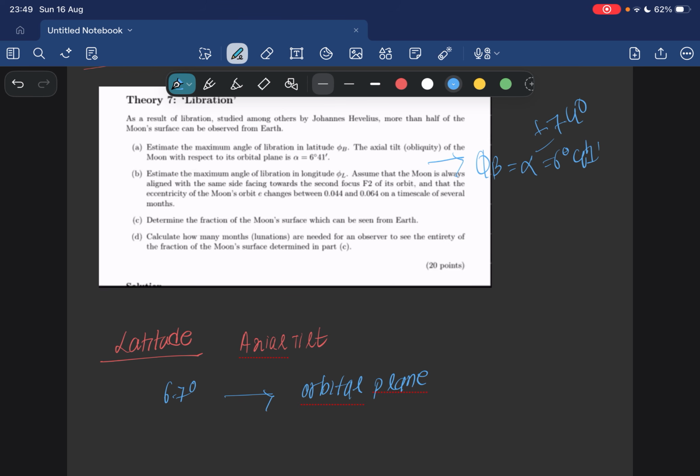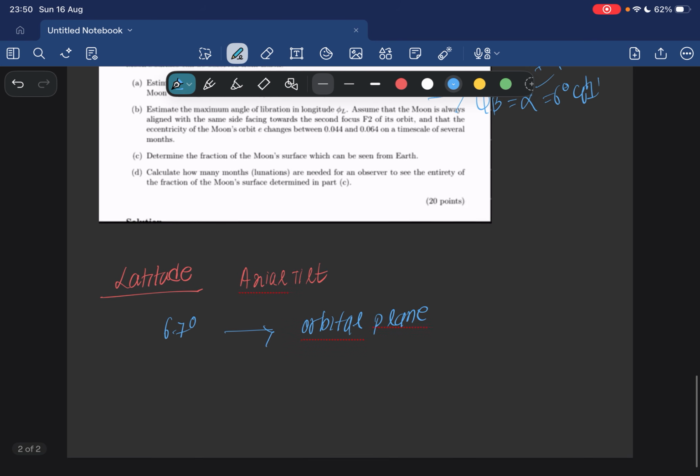The maximum angle of libration in latitude is simply equal to the axial tilt, because libration in latitude occurs because the moon's rotational axis is not perpendicular to its orbital plane. So the maximum libration in latitude occurs when the moon's pole is tilted maximally toward Earth. This means we can see approximately 6.7 degrees beyond the moon's north or south pole at maximum libration.